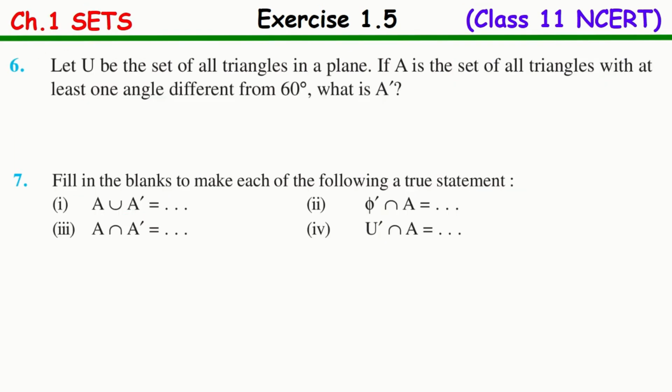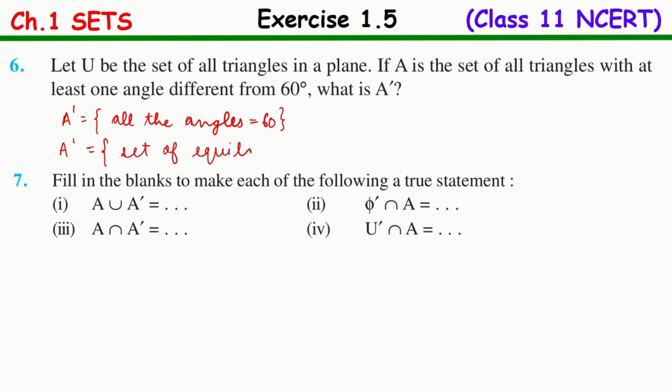Sixth question says that we have a universal set U, which is the set of all triangles. Then there is a set A, which is the set of triangles with at least one angle different from 60. So A set has at least one angle which is not equal to 60. So its complement will be all the triangles with all the angles equal to 60. Right, so a triangle having all the angles equal to 60 is an equilateral triangle. So A complement is the set of equilateral triangles.